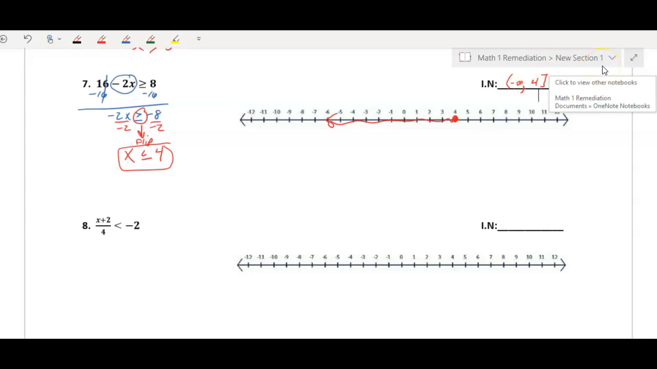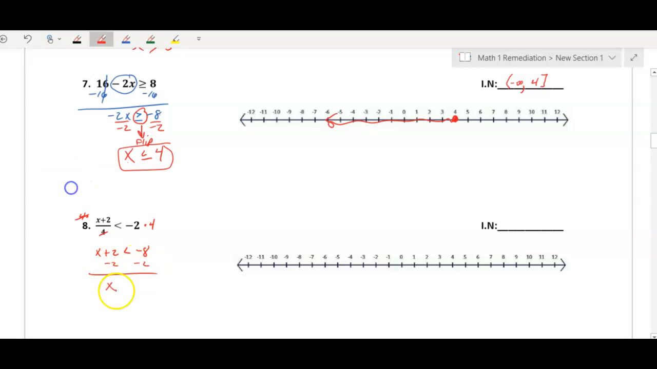Now number 8. The first thing I want to do here is get rid of a fraction. How do I get rid of that fraction? Multiply both sides by the denominator. That cancels the denominators out. What am I left with on the left? x plus 2 is less than negative 8. Now, I can go ahead and subtract 2 from both sides. x is less than negative 10.